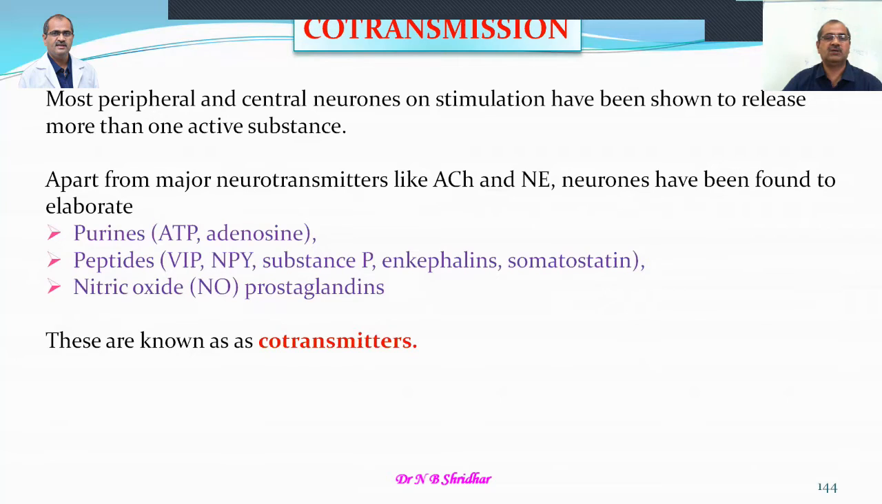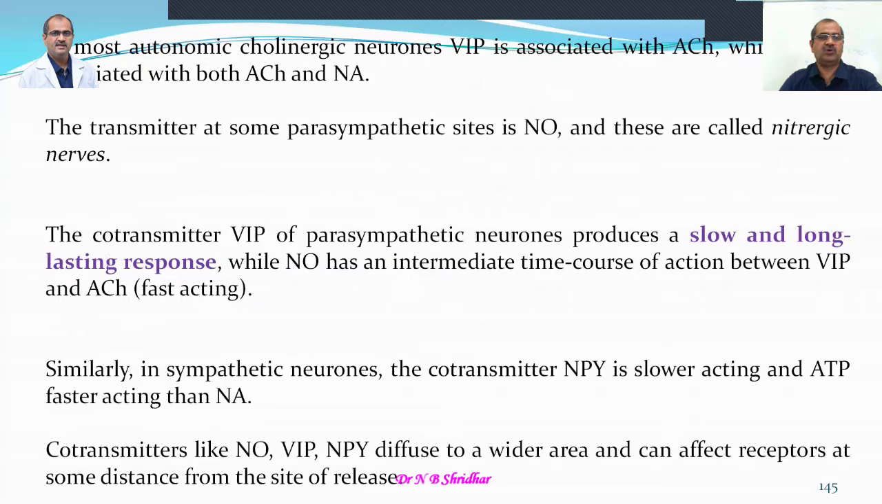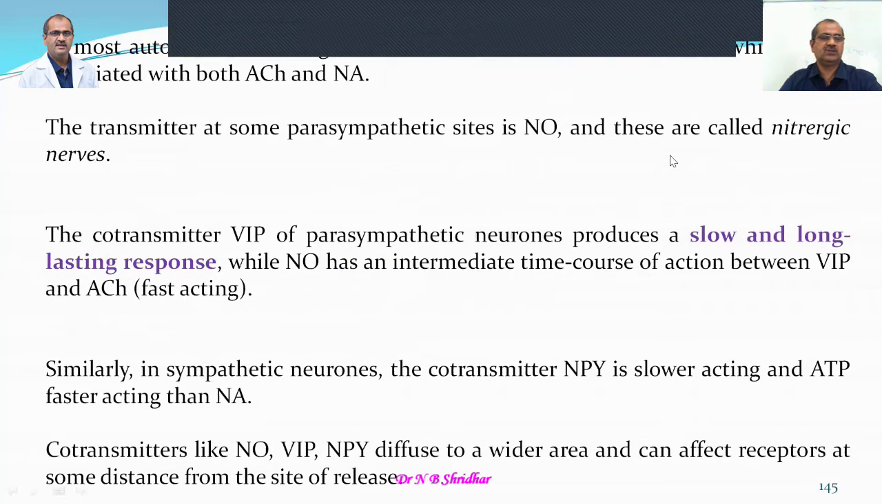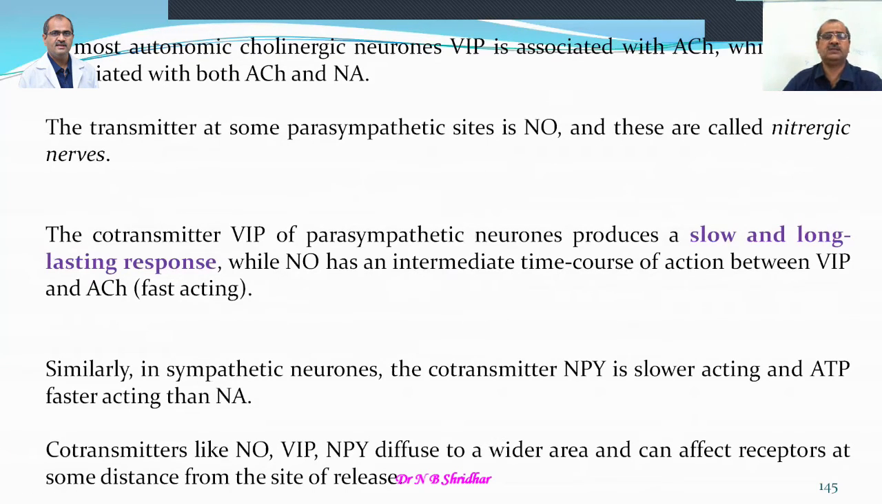Co-transmitters are the ones which are secreted along with the main neurotransmitter, that is acetylcholine or norepinephrine. In most of the autonomic cholinergic neurons, ATP is secreted with acetylcholine and norepinephrine. So VIP is also associated with acetylcholine, whereas ATP is associated with both acetylcholine and norepinephrine. The transmitter at some parasympathetic sites is nitric oxide, and these are called nitrergic nerves. So wherever the co-transmitter is nitric oxide, the nerves are called nitrergic nerves.